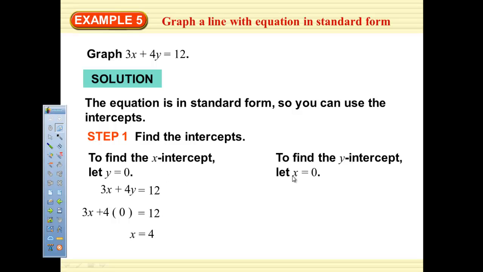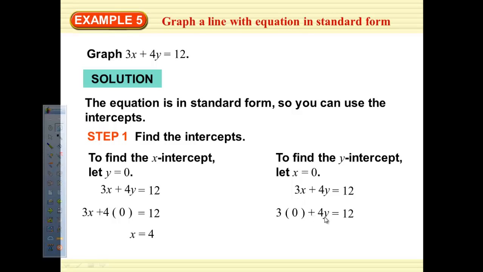For the y-intercept, x is equal to 0. And again, that's because every point that's on the y-axis has x equal to 0, and I'll show you why in a sec. So anyways, we again plug in 0 for x, and we'll get 3 times 0 plus 4y equals 12. That'll give us 4y equals 12, and if we divide both sides by 4, we end up with y equals 3.